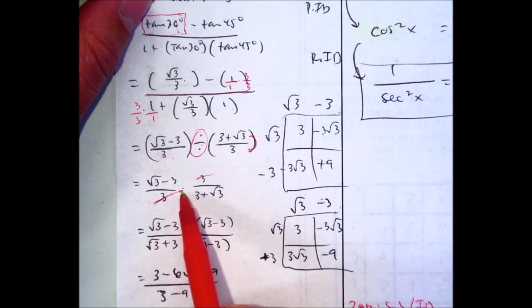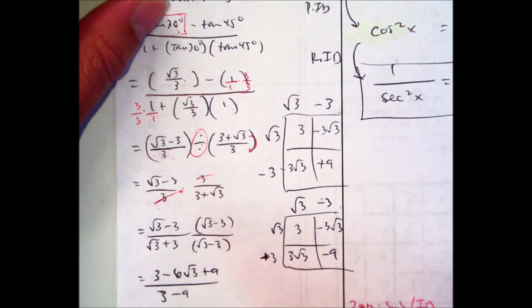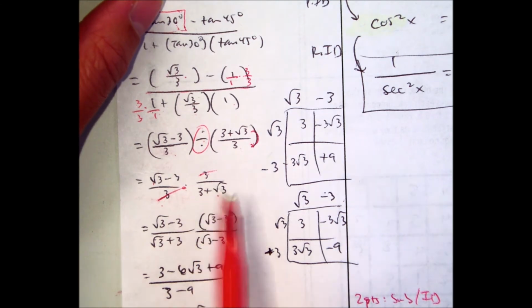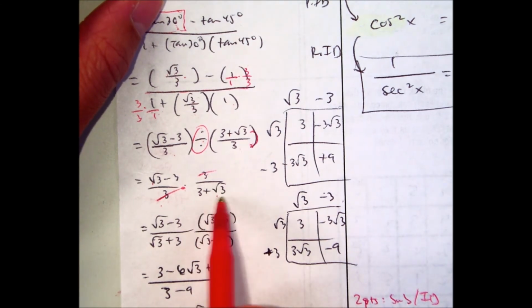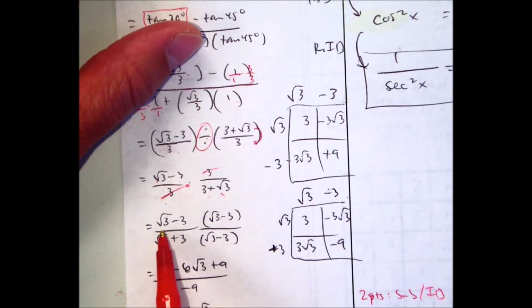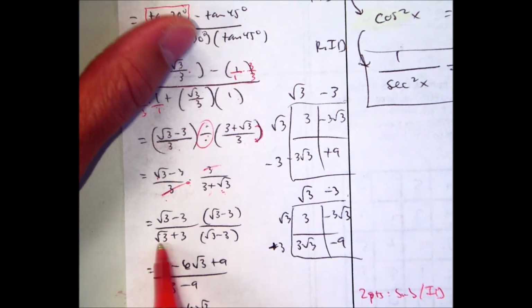Now, pay attention. This is by multiplication. You can cancel these 3's. Another common mistake I saw students make is just trying to cancel these. You cannot, because those are not factors. You have addition. Do you see that? So now I have radical 3 minus 3 over radical 3 plus 3.